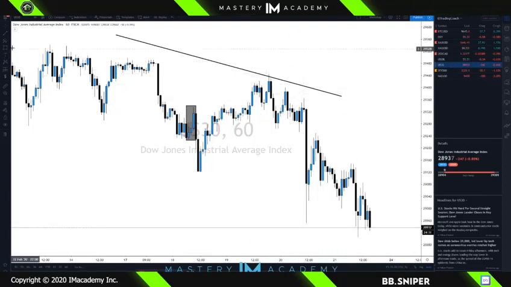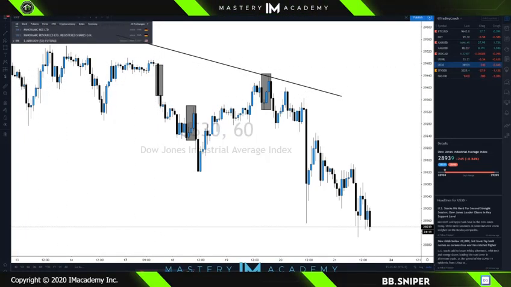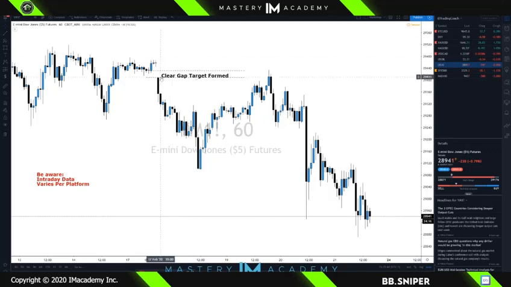And then over here with US 30, we get that push into the gap. Even though the imbalance isn't visible on this chart, if we were to take a look at the futures, it is. So there's the imbalance. You can see it.